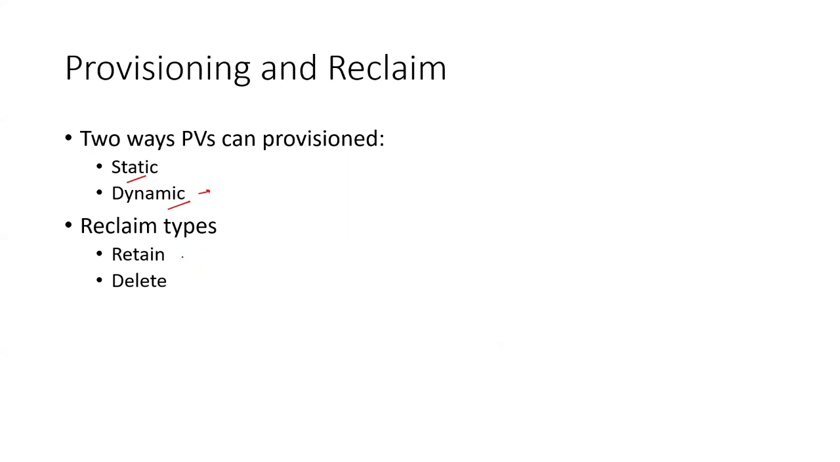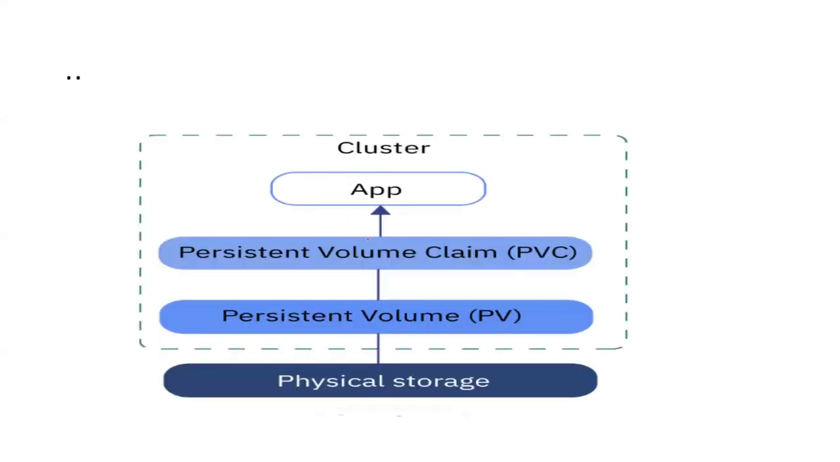Reclaim type: two types of reclaim are there, retain and delete. Retain means if the application gets deleted, the data should still be retained. Delete means if the application gets deleted, the data should be deleted. Now see how it looks. This is your storage. You will be mapping PV. PVC will claim PV and map to the application.